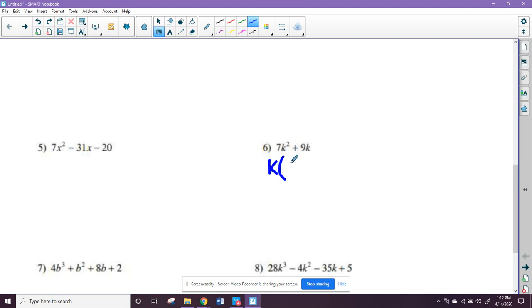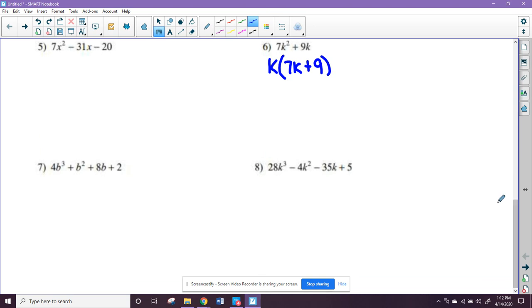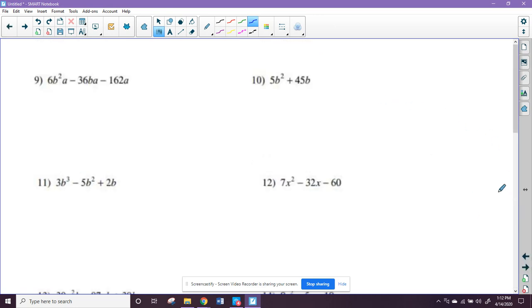So if we take out a k, we're left with 7k for the first term plus 9. Now we have to reevaluate this. Can we do anything within this parenthesis now? 7k plus 9? We cannot, so this is our factored form. The only thing we had to do was factor out the k. Okay, that was number 6. Let's look at the next page, number 12.